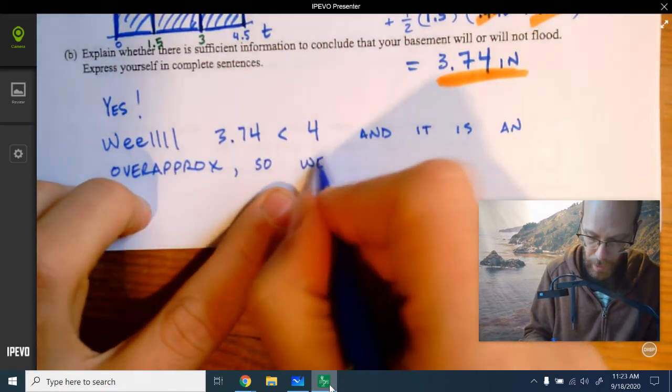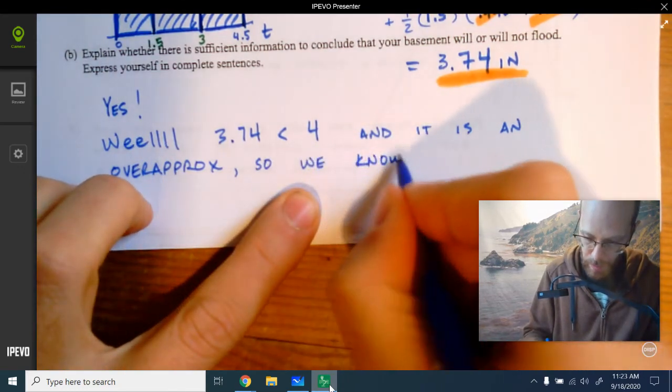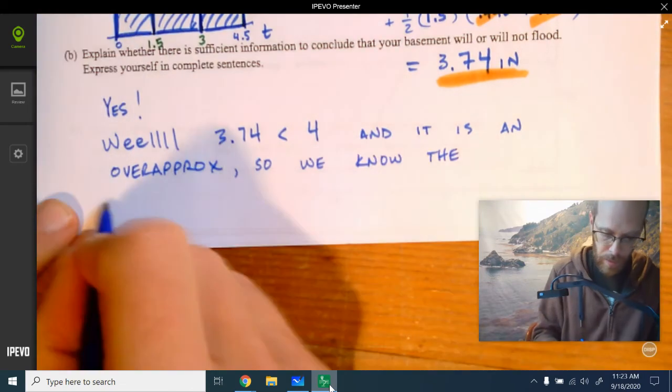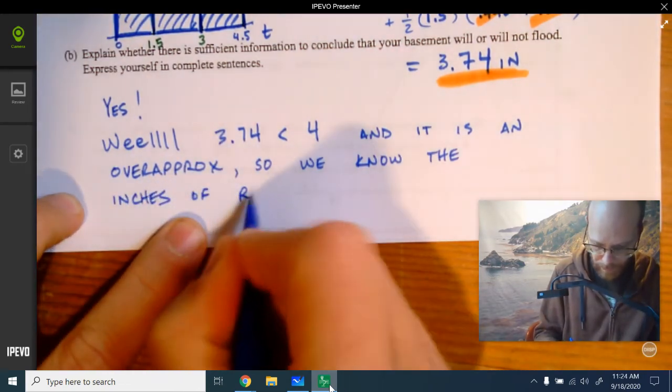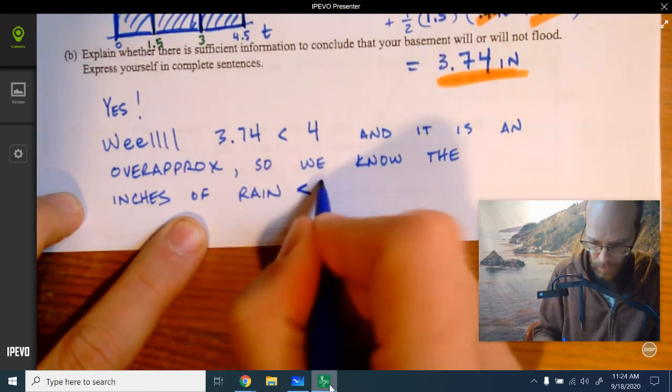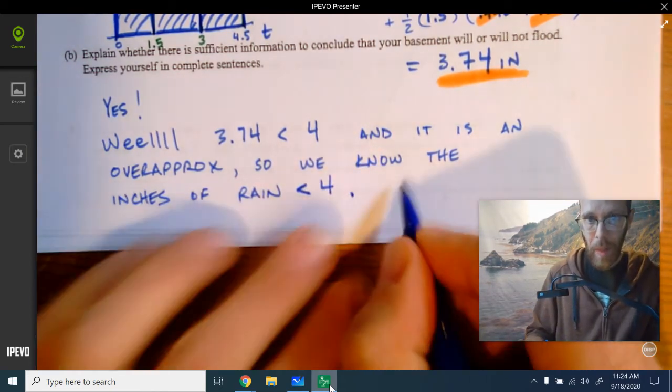So we know the inches of rain must be smaller than 4. And we're happy.